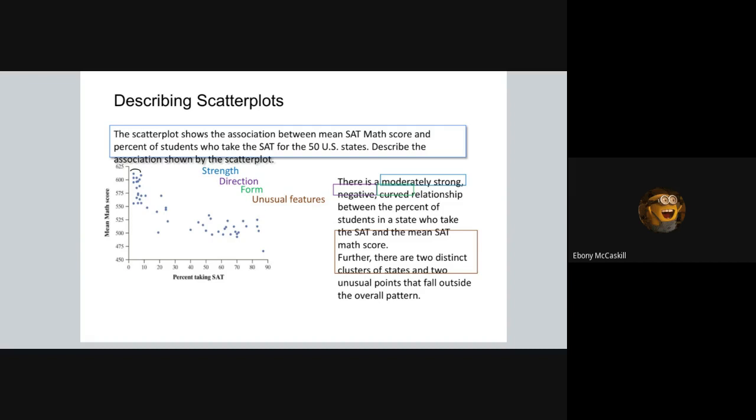So I have two clusters. Feel free to use the colors that you have at your table. But I also have some unusual points. These here are kind of outside of the direction that everyone else is going in. If I highlight it, everyone's going like this. Notice how those 2 points don't follow that pattern. So we consider those to be unusual points. Okay, so take a moment.